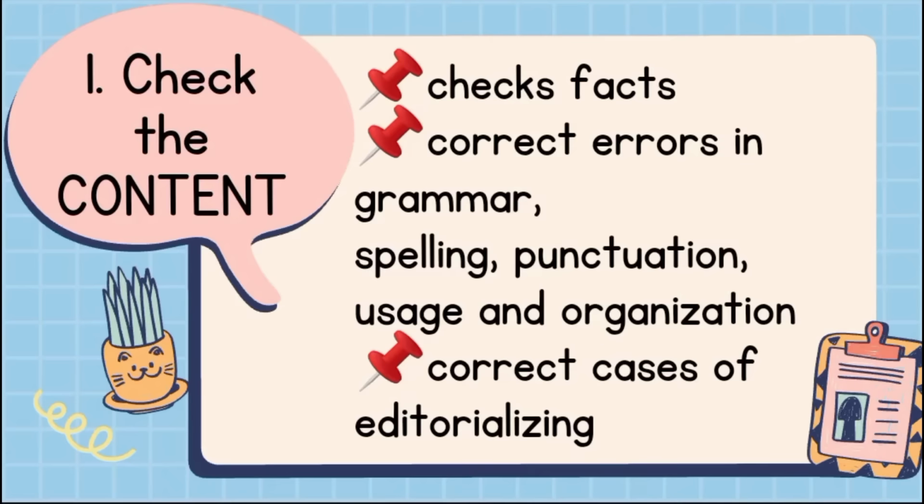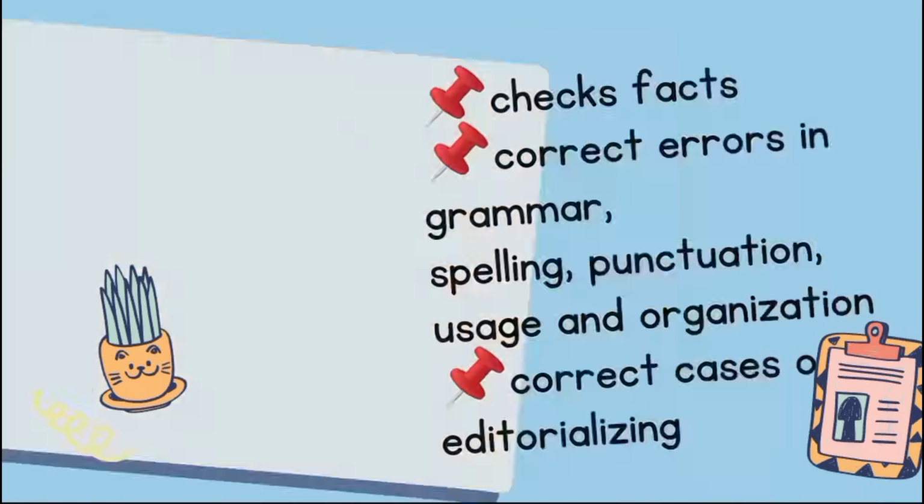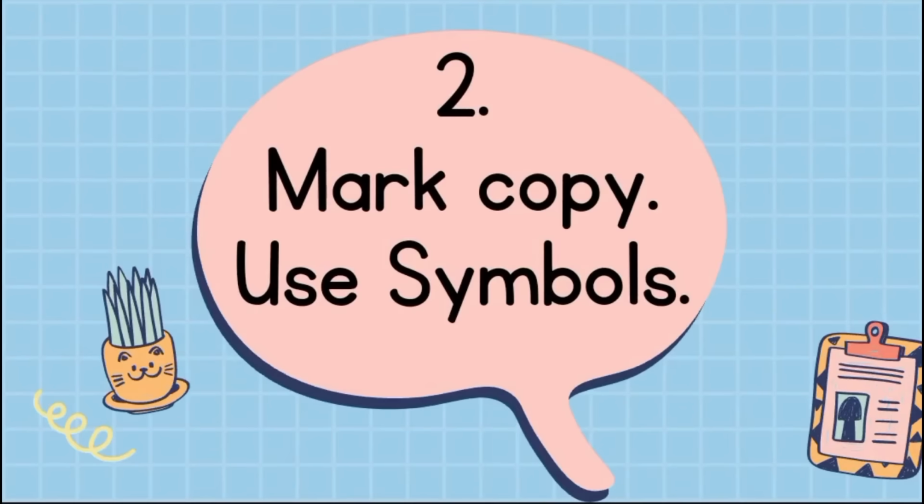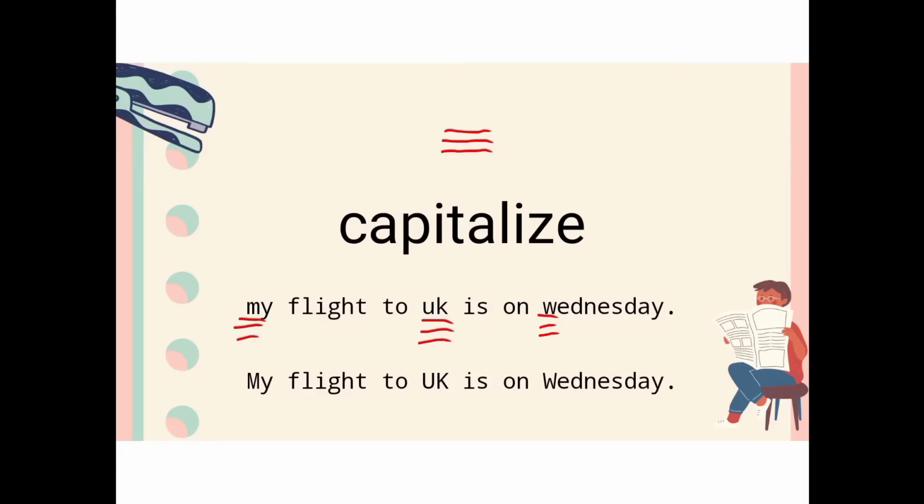Next, you mark the copy by using symbols. What are these symbols? So this is the symbol used when you need to capitalize a letter or an entire word. Just draw 3 lines under the letter or word. For example, my flight to UK is on Wednesday. So we put 3 lines under the letters that should be capitalized.